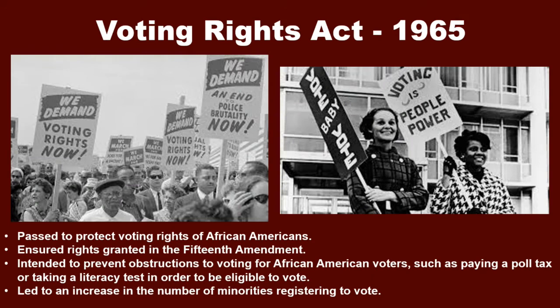And then in 1965, we have the Voting Rights Act, which is going to ensure the rights granted in the 15th Amendment, but it's also going to spread to everyone. So basically, if you're born an American citizen or you have become an American citizen through the immigration process, you have the right to vote. And it is going to make poll taxes and literacy tests illegal. And this is going to lead to an increase in the number of minorities registering to vote and the number of minorities participating in the democratic process.